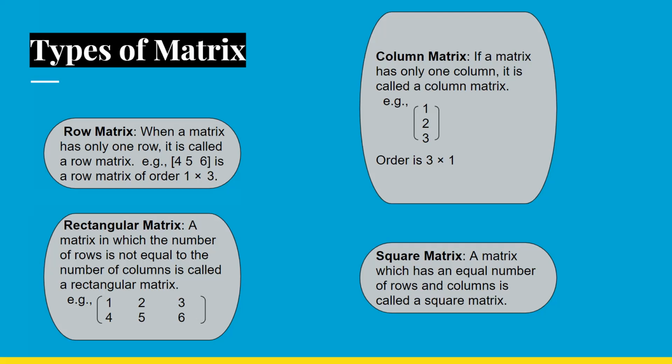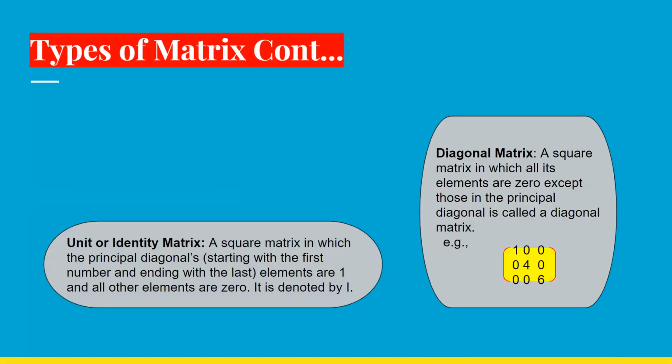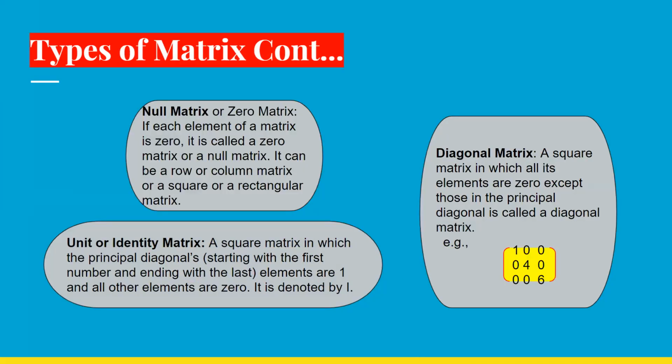And another one is the square matrix. If a matrix has an equal number of rows and columns, then we call it a square matrix. That we have seen in the previous slide where we had 2 by 2. Same number of rows and columns. Another type is the null matrix or zero matrix. If each element of the matrix is zero, we call it a zero matrix or null matrix. It can be row, column, square, rectangular, anything.